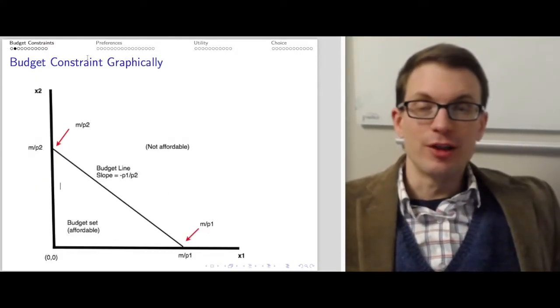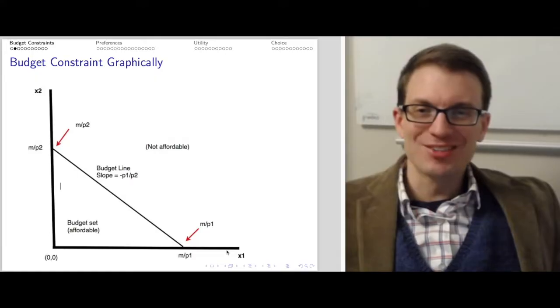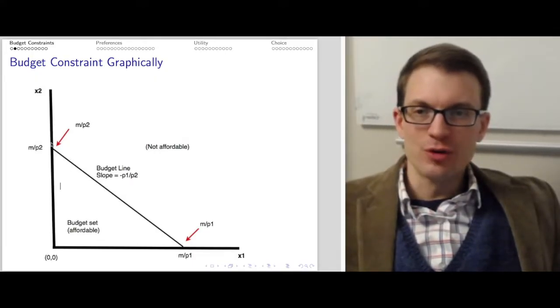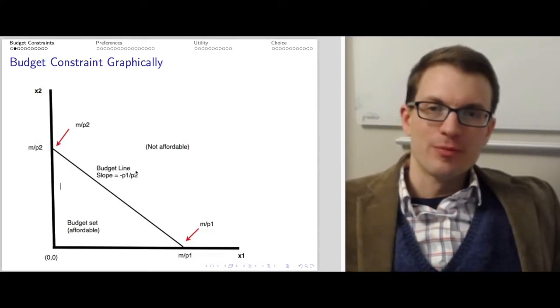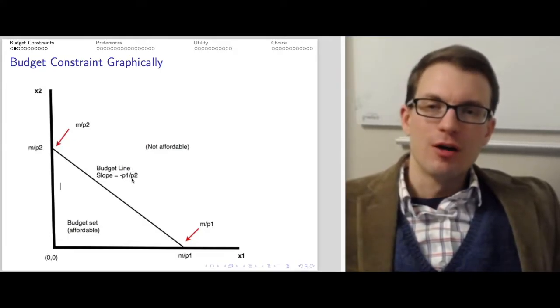Graphically, here is the good two axis and here is the good one axis. Then we have our budget line, which is just a downward sloping line. Its slope, as you might have guessed, and I'll develop this a little bit later on, is going to be the ratio of the price of good one divided by the price of good two.